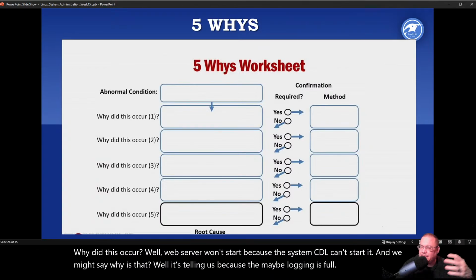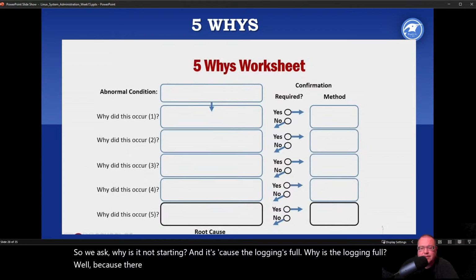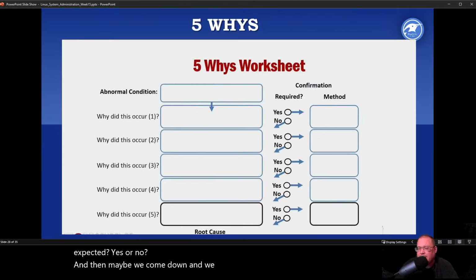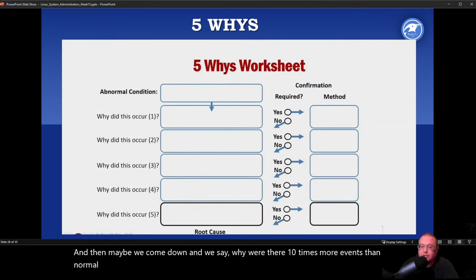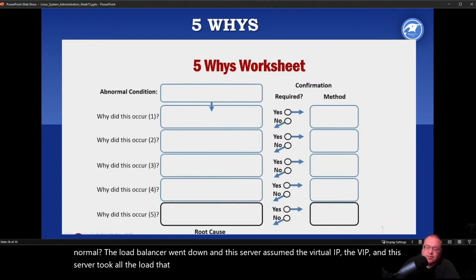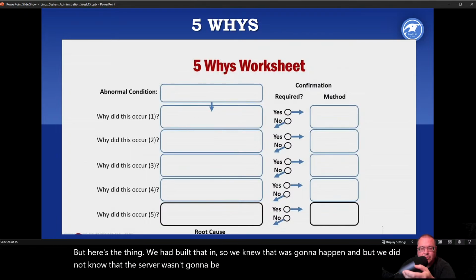So we ask, why is it not starting? And it's because the logging's full. Well, why is the logging full? Well, because there were 10 times as many events last night as normal. And I say, okay, well, was that expected? Yes or no? And then maybe we come down and we say, well, why were there 10 times more events than normal? Well, the load balancer went down, and this server assumed the virtual IP, the VIP, and this server took all the load that normally went to 10 servers. And we say, well, that's a problem. But here's the thing. We had built that in, so we knew that was going to happen, but we did not know that the server wasn't going to be able to handle that load.